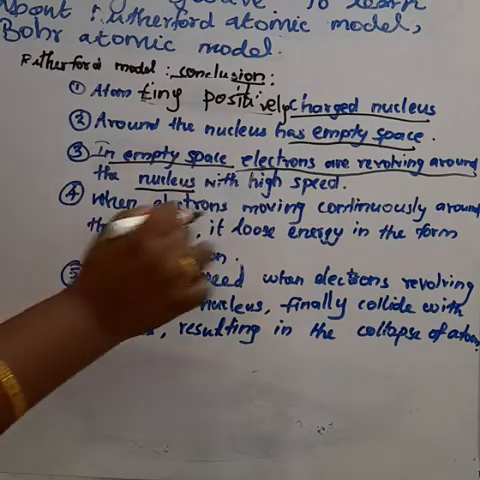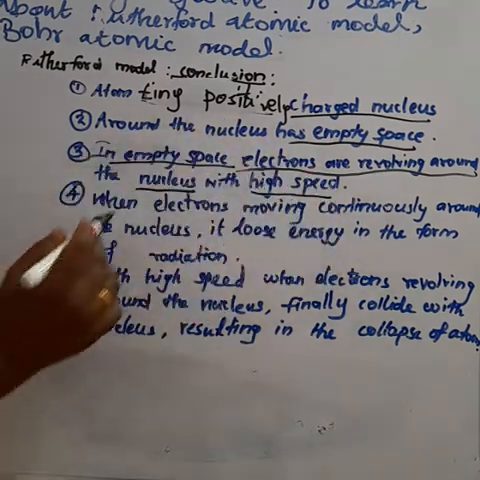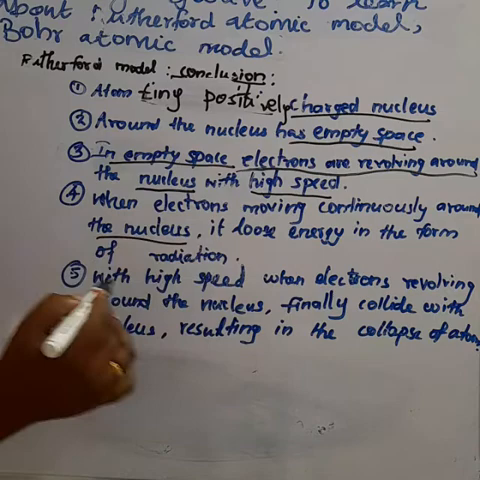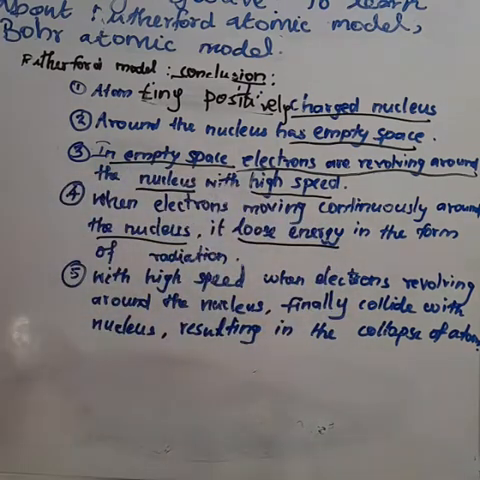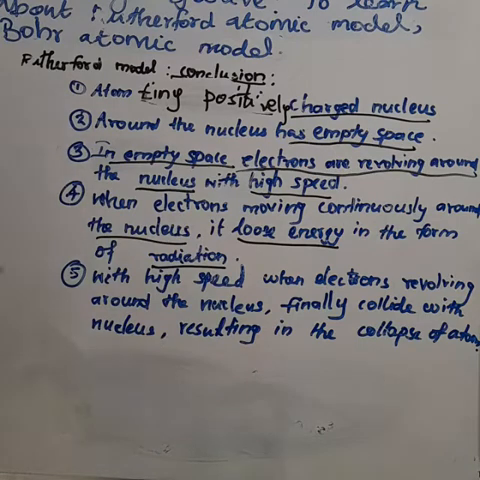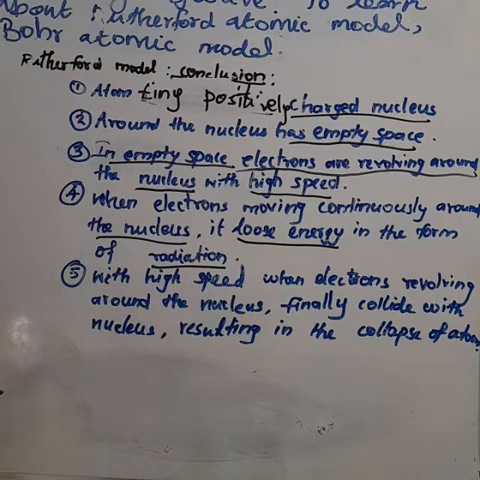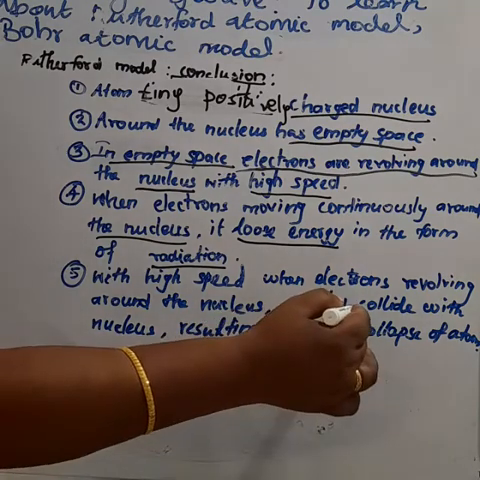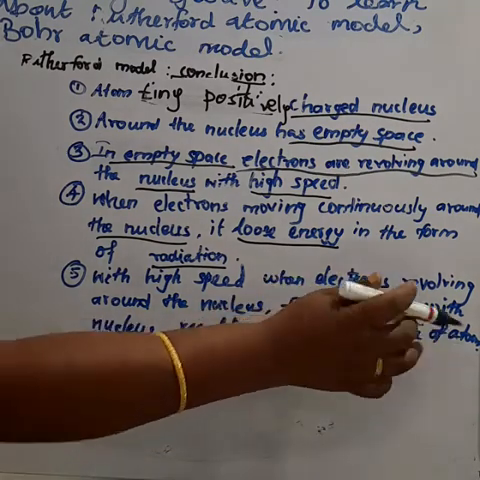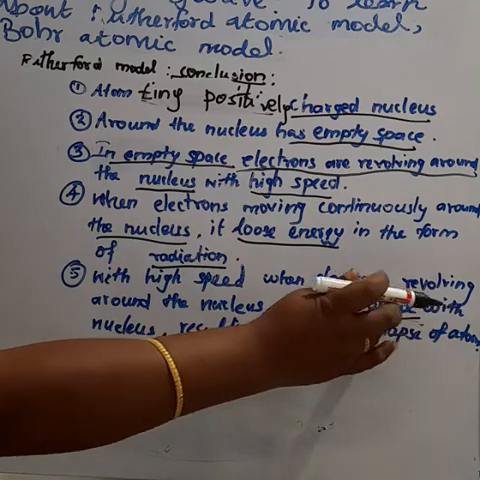When electrons move continuously around the nucleus, they lose energy in the form of radiation. With high speed, the electrons revolving around the nucleus finally collide with the nucleus, resulting in the collapse of atoms.